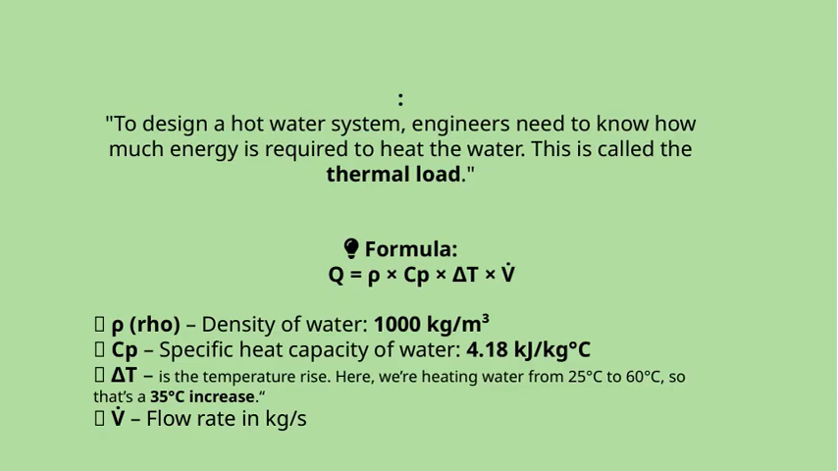In our case, we're heating water from 25 degrees Celsius up to 60 degrees Celsius, so that's a 35-degree increase. Finally, F is the flow rate in kilograms per second. This tells us how much water is moving through the system per second, which impacts how much energy we need overall. By understanding these variables and how they interact, we can accurately determine the energy required for the hot water system, ensuring it's designed efficiently and effectively to meet the demand.